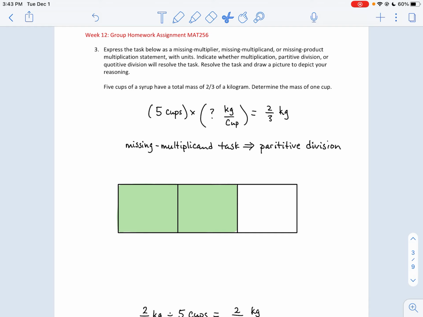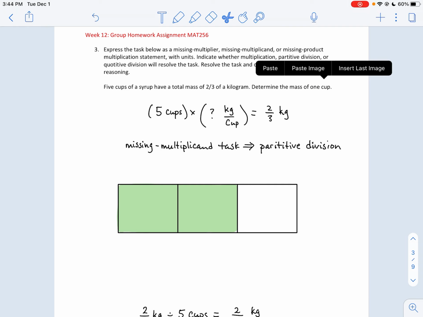Number 3, express the task below as a missing multiplier, missing multiplicand, or missing product multiplication statement with units. Indicate whether multiplication, partitive division, or quotative division will resolve the task. Resolve the task and draw a picture to depict your reasoning. So 5 cups of syrup have a total mass of 2/3 of a kilogram. Determine the mass of 1 cup.